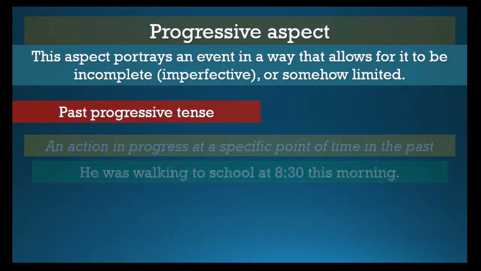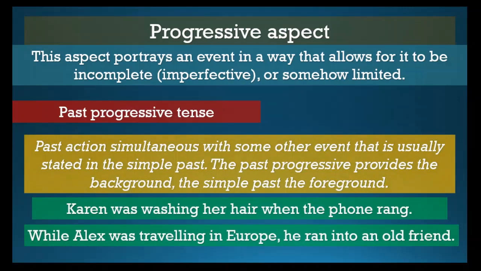This tense aspect likewise says something about a past action simultaneous with some other event that is usually stated in the simple past. The past progressive provides the background, while the simple past provides the foreground. An example is this: Karen was washing her hair when the phone rang. Here in this sentence, both actions were in the past, but the washing of the hair tells us that an active and progressive action has been happening when another past action occurred.